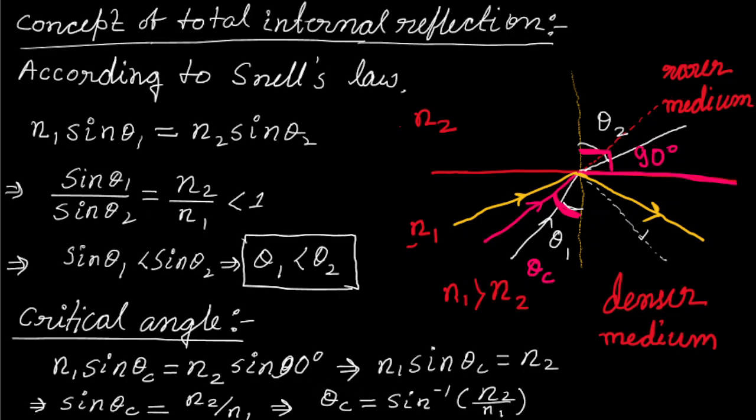So if we want to find the critical angle at any interface of two media, we can write simply sine inverse N2 by N1, where N2 is the refractive index of the rarer medium and N1 is the refractive index of the denser medium. That we have to remember. So the critical angle theta c equals sine inverse N2 by N1, where N2 is the refractive index of the rarer medium and N1 is the refractive index of the denser medium.